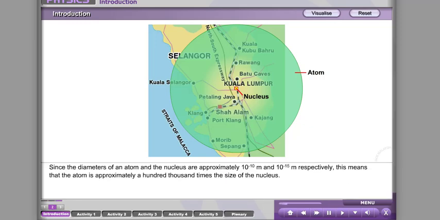Since the diameters of an atom and the nucleus are approximately 10 to the power minus 10 meters and 10 to the power minus 15 meters respectively, this means that the atom is approximately 100,000 times the size of the nucleus.